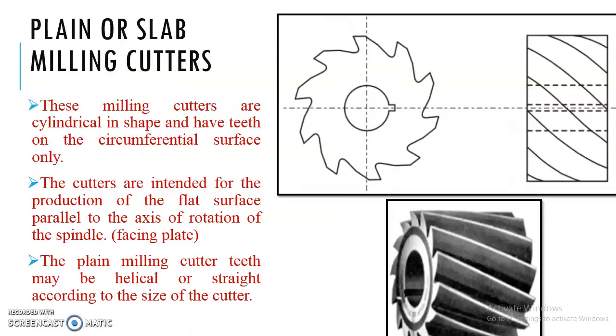Let us go to the plain milling cutter now. See the picture. A plain milling cutter is also called a slab milling cutter. So what is its speciality? These are cylindrical in shape and have teeth on the circumference surface. If you see the front view of this cutter, and here is a side view of this cutter, you can easily understand from this picture also. This is called a cylindrical cutter.